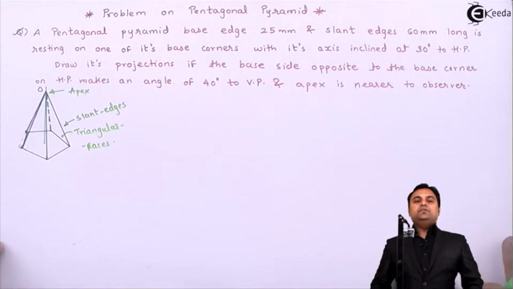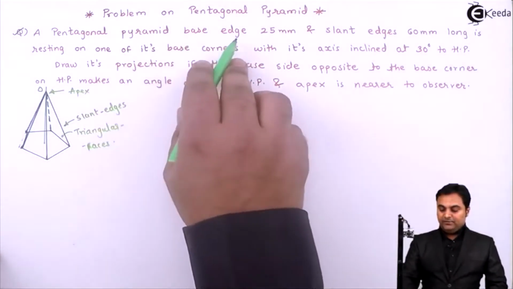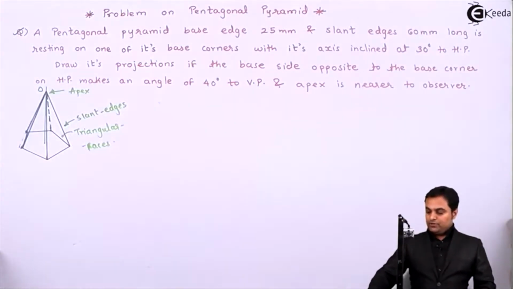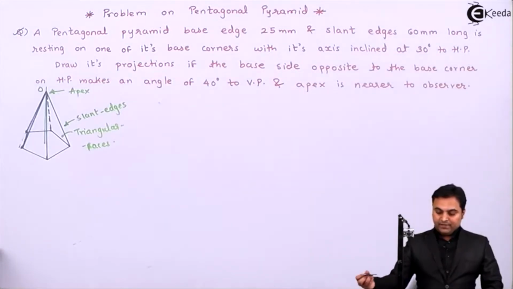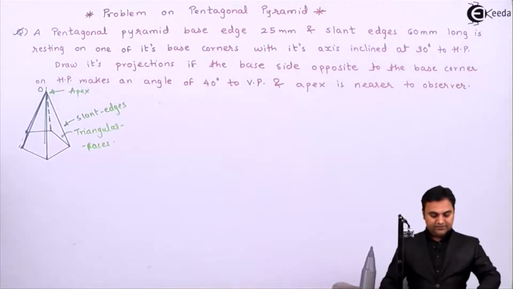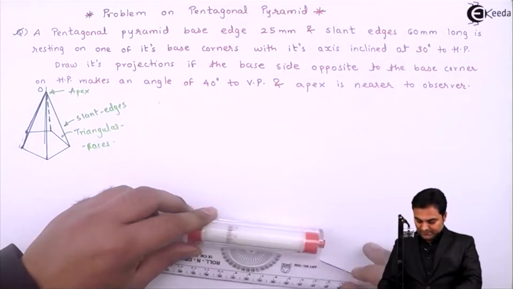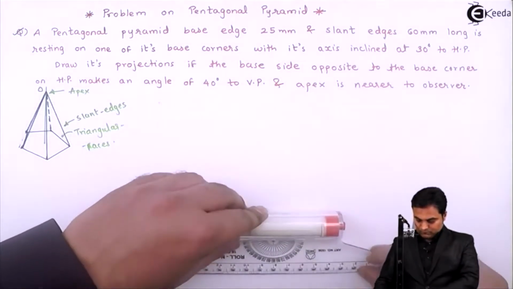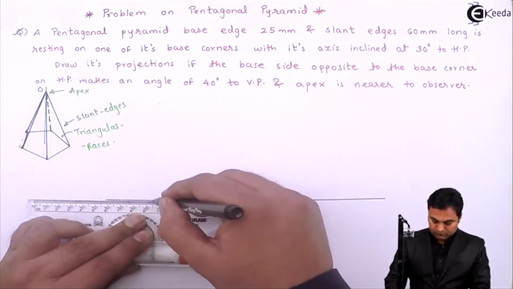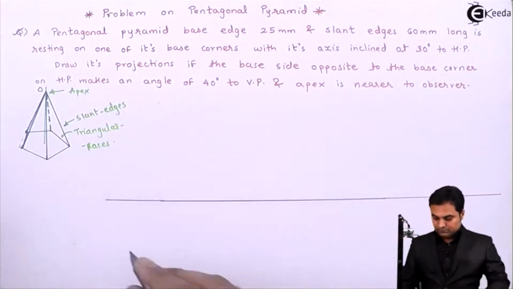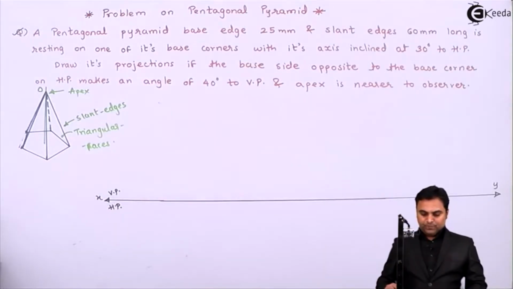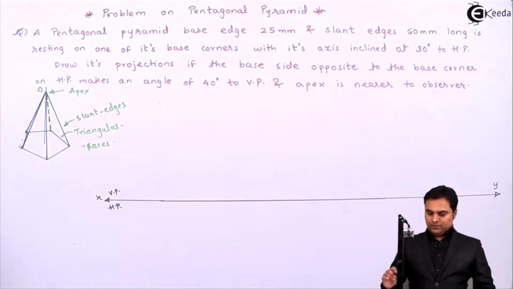Next, as in the question it is mentioned that the pentagonal pyramid base is 25, slant edge is 60 mm long, is resting on one of its base corners. So whenever the condition is of base corner, then we have to draw it in such a way that I'll explain it in the problem itself. First, I am drawing the XY line, the XY line and VP, HP. It is resting on one of its base corners.